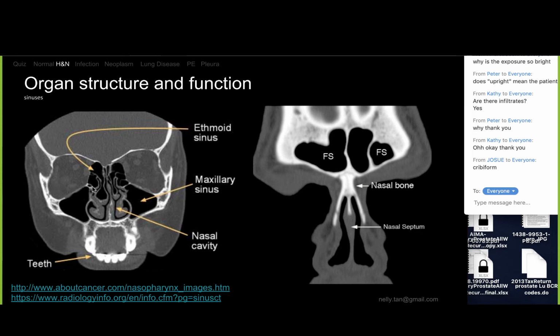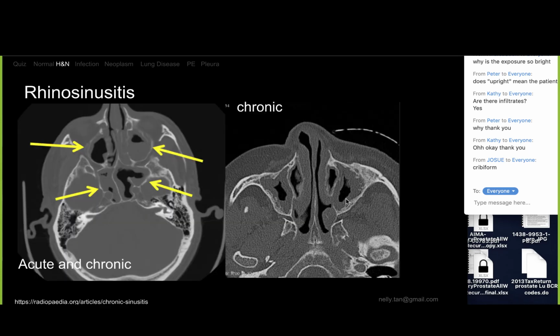Maxillary sinuses drain from the osteomeatal unit, which is right here, and it drains through the middle meatus right here. Okay, superior, inferior, and middle. So these are the ethmoid sinuses, and then this is a frontal sinus here. This is the septum, and then the nasal bone.